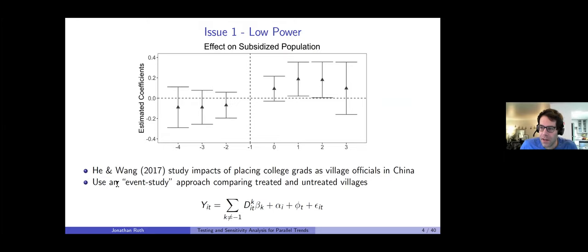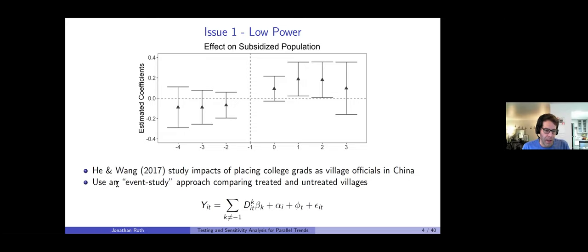But I just want to highlight from the start that while I'm going to illustrate with an example from one paper, this is by no means meant to be a critique of this paper in particular. In fact, I'll show you some evidence later on that these are more systematic problems that I'm just highlighting here with one example. So with that said, the example I'm going to show you is a paper by He and Wang.